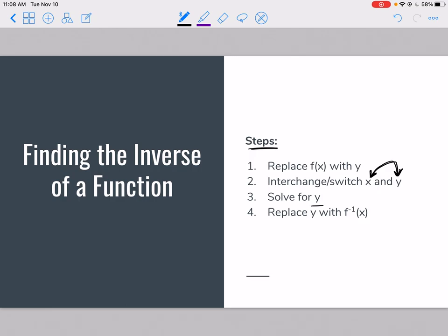Okay, then you'll solve for the new y value. And then the very last step is you just have to rewrite it in function notation. So you want to replace y at the very end with f inverse of x to denote the fact that you have found the inverse function.